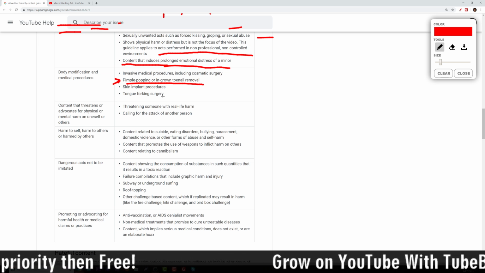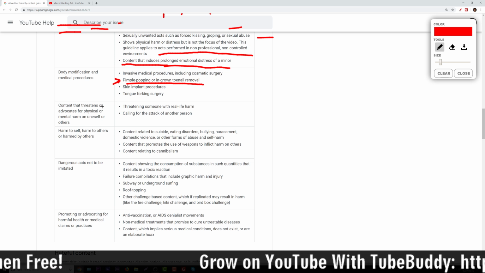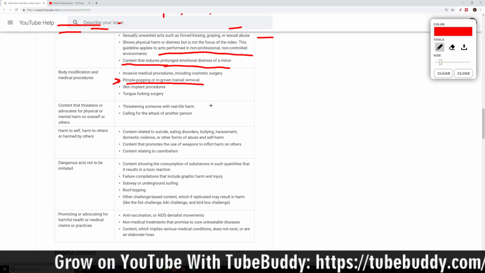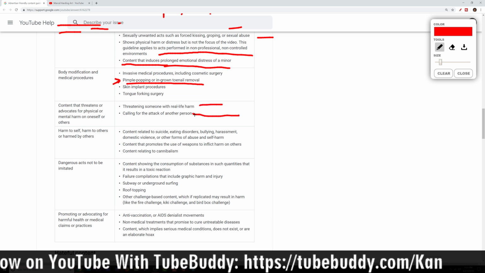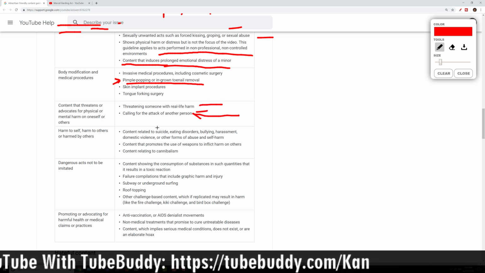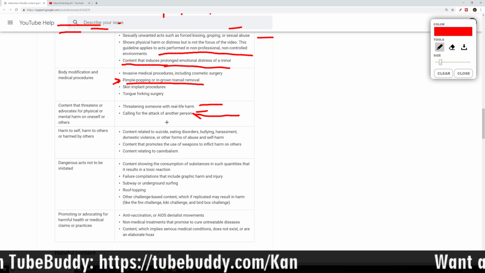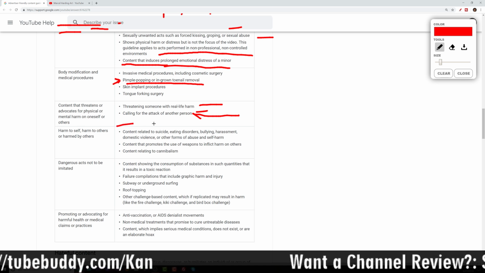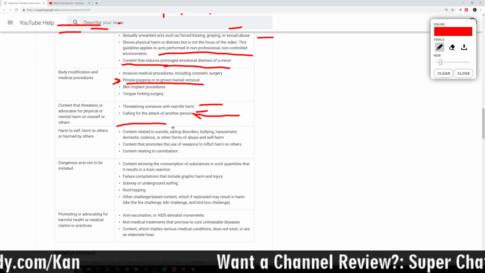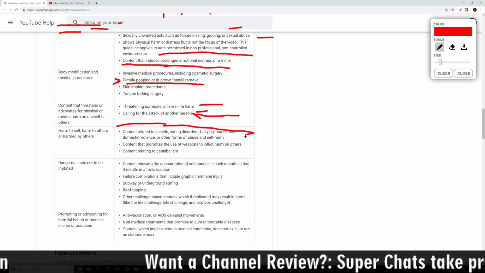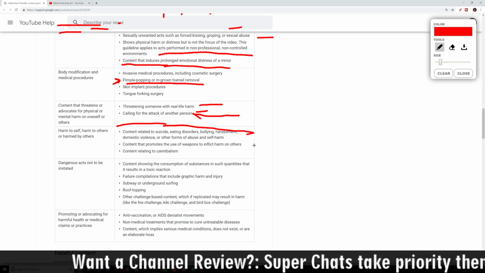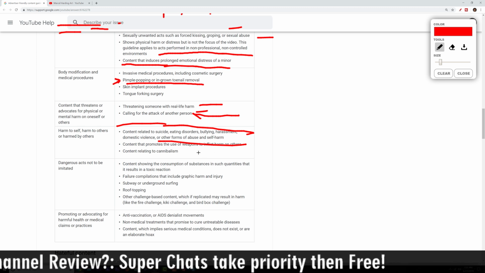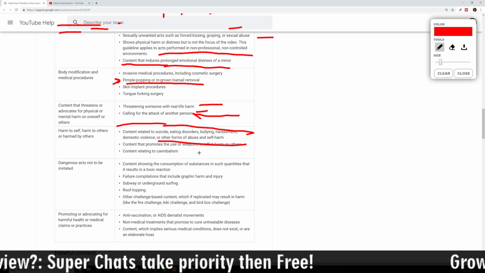Ike says, so no more Daddy of 5. Wait, they're already over. So content that threatens or advocates for physical, mental harm of oneself or others, threatening someone with real life harm, calling for the attack of another person. Fair. Content related to suicide, eating disorders, bullying or harassment, or other forms of abuse and self-harm. Depends, and this is where they even said context matters, so we'll see how much YouTube holds up on that. Content that promotes the use of weapons to inflict, again, makes sense. Content related to cannibalism, again, makes sense.